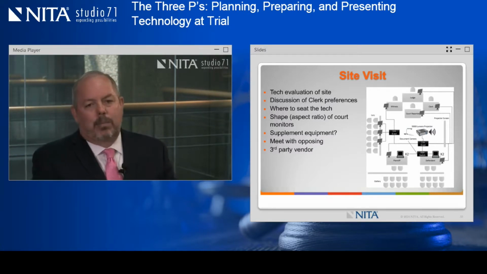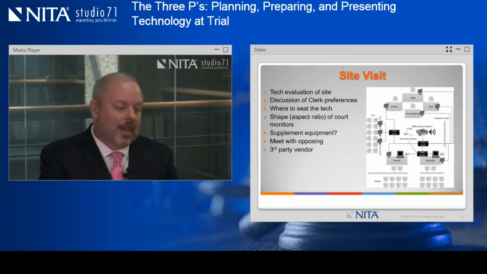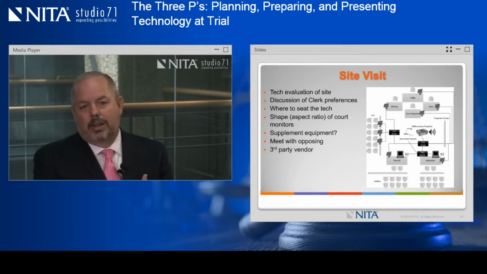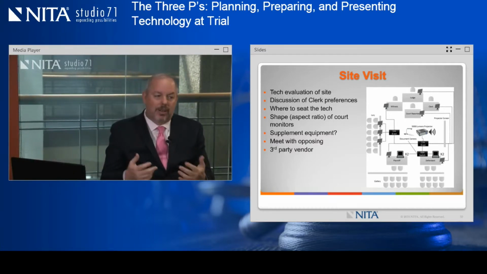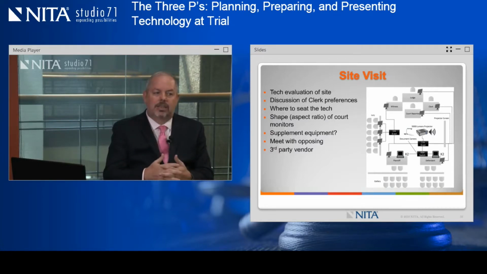Now, a very important component of trial planning is the site visit. You would be surprised how many don't. My evaluation and testing takes 30 minutes to an hour, sometimes more. And I can't imagine teams coming in day of a court and simply plugging in. It just doesn't work that way.